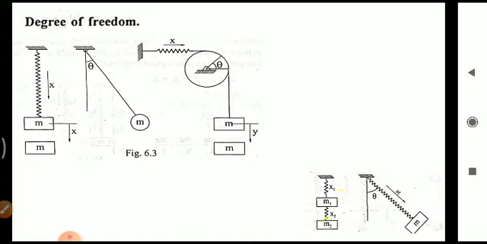So m2 will have 2 degrees of freedom, but m1 will depend only on the spring x1, so m1 will have a single degree of freedom.